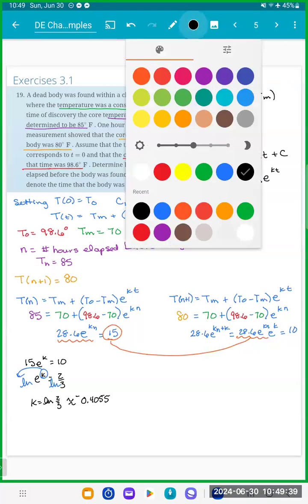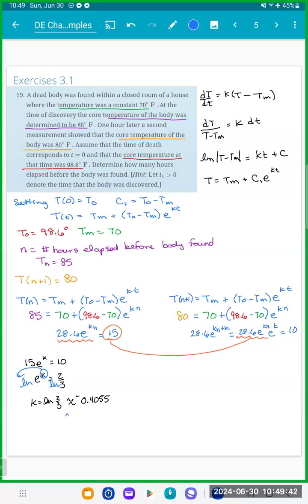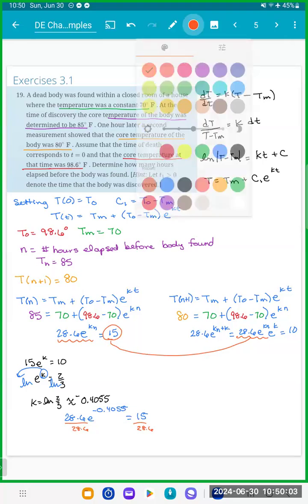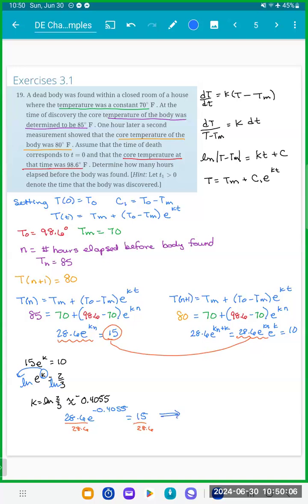So now if we take our 28.6 e^(-0.4055 n) equal to 15, divide both sides by this 28.6, then that is going to give us e^(-0.4055 n), which I forgot the n up here, so put the n, is equal to 15 divided by 28.6.